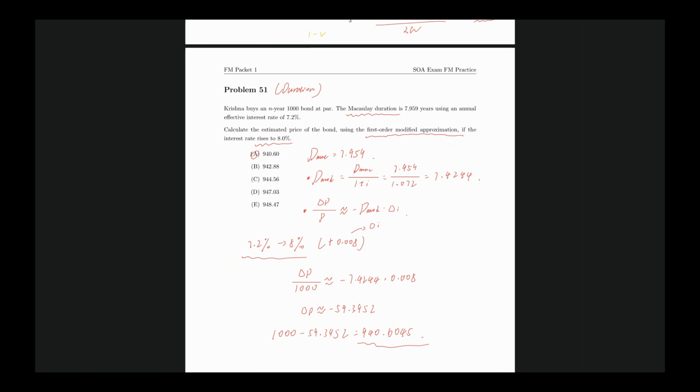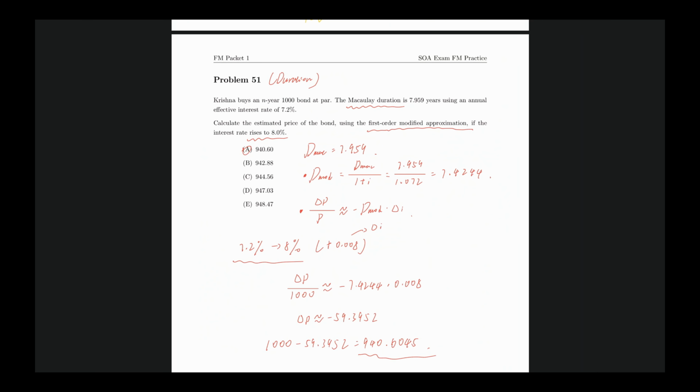Okay, so for this one, we don't need to know the exact definition of duration. We only need to know the relationship between D mod and D mac, and also we need to remember the first order modified approximation to find the price change. However, you guys still need to know the true definition of DMAC. It's basically the weighted average of certain cash flows. But since this is not related to the question, maybe I shouldn't talk about that here.